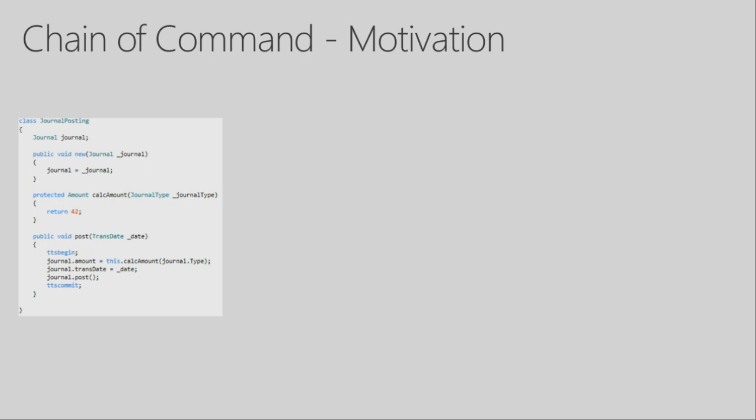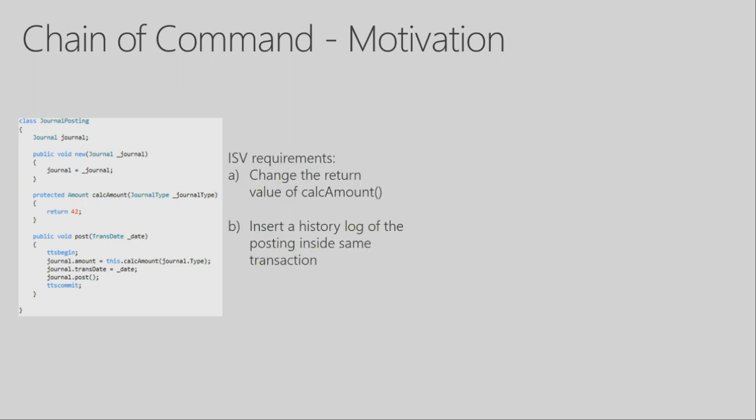So this is imagining that the application provides this class. And then the ISV has some requirements to be able to change the value of the calcamount method. You can see that method right in the middle there. And then they want to insert a history log of the posting inside of the same transaction. So the way that you would traditionally do that with overlayering is you would just crack right into that class and change it. And then you're going to have trouble with regards to upgrade.